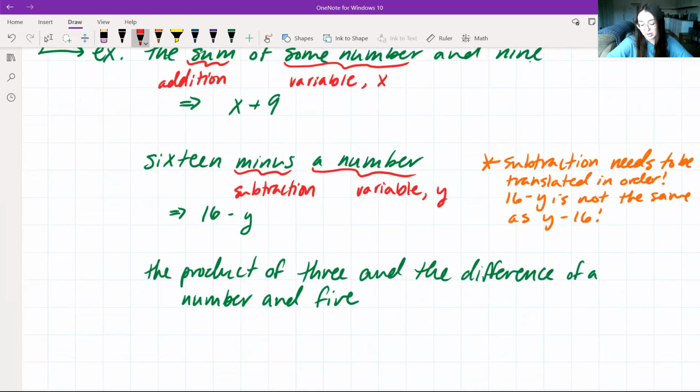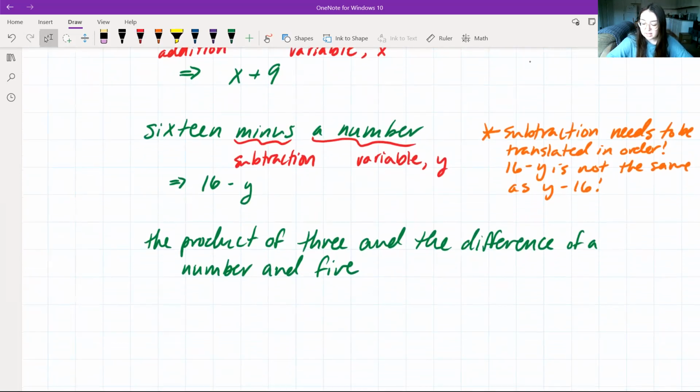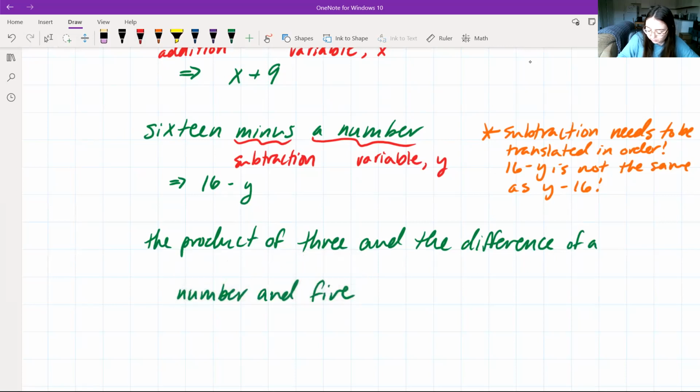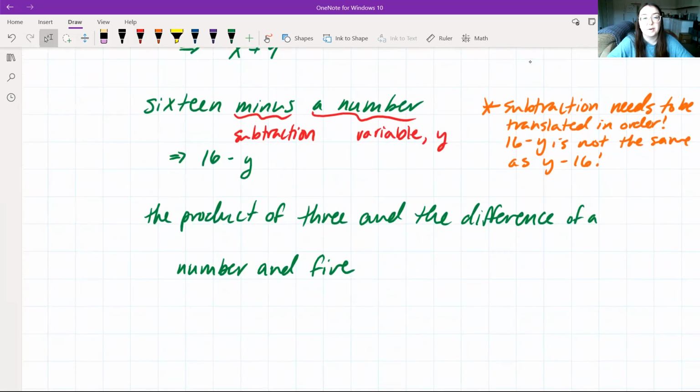All right, our last example here, we have the product of 3 and the difference of a number and 5. So we have quite a few things going on here. The first thing we want to identify, and what we're going to do is move this last line down a bit, so we have some room to point some things out. So we have the product of 3 and the difference of a number and 5.